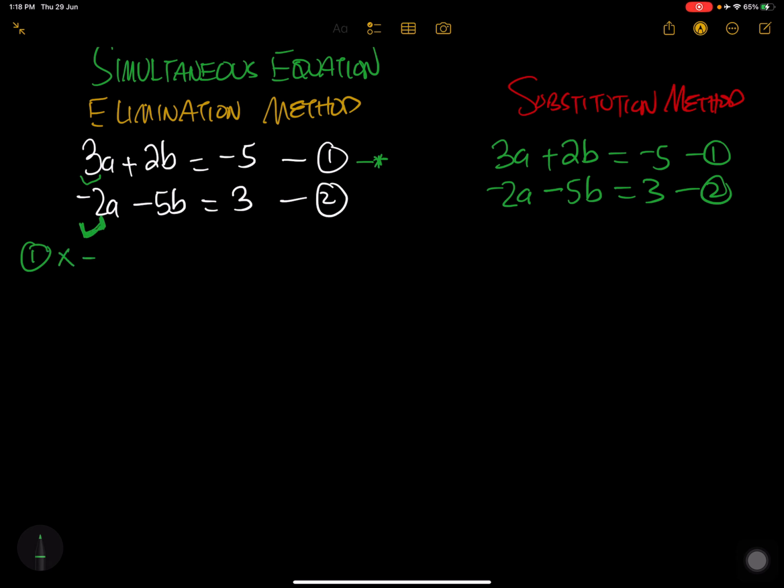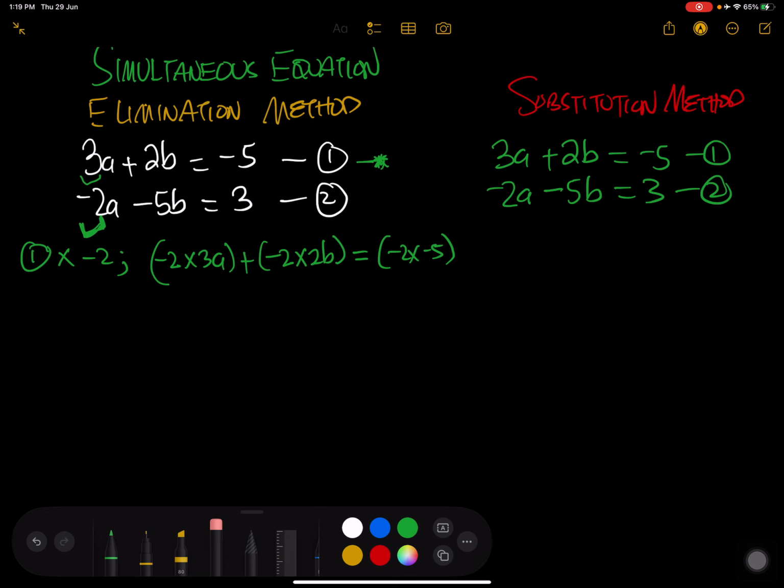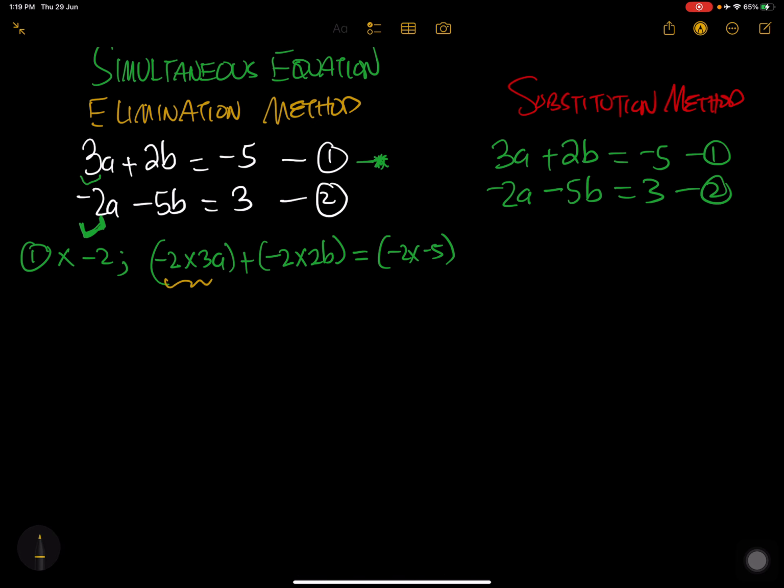We multiply it by -2, and when we do that, multiplying equation 1 by -2 means that we're going to get -2 times the 3a. Can you see that? Plus another -2 times what? The 2b is equal to what? -2 times -5. Can you see that? And when we do that, this gives us -6a, this gives us -4b, and then this gives us plus 10. And that will give us equation 3.